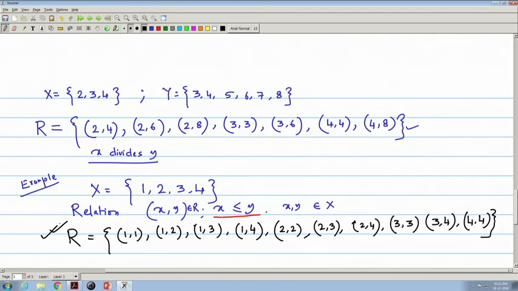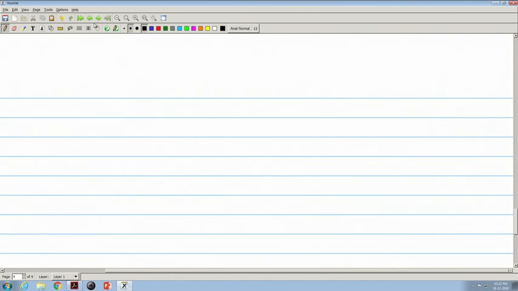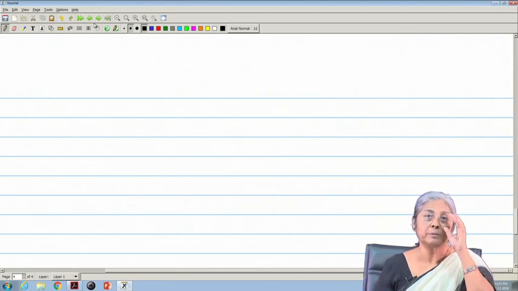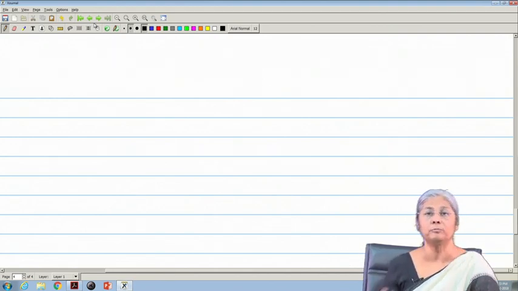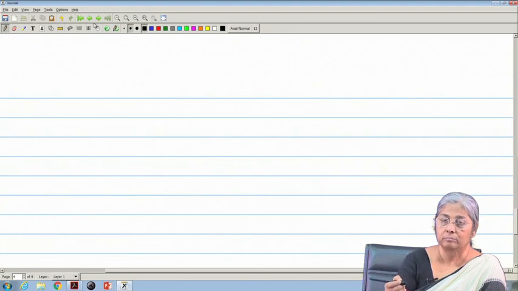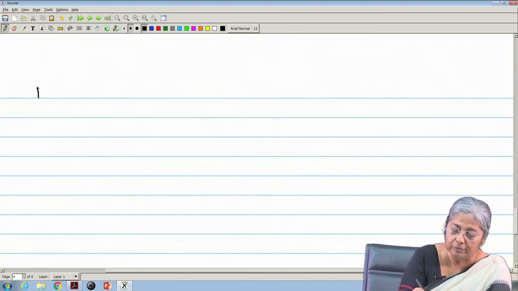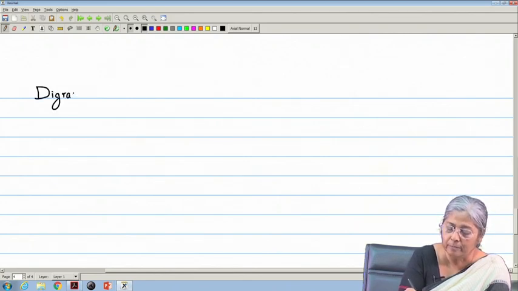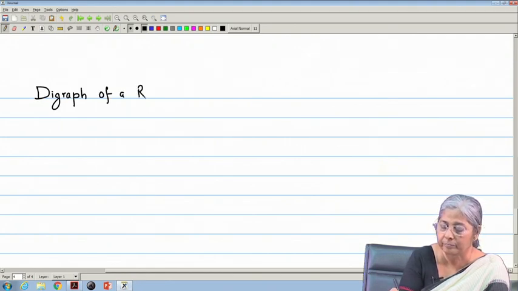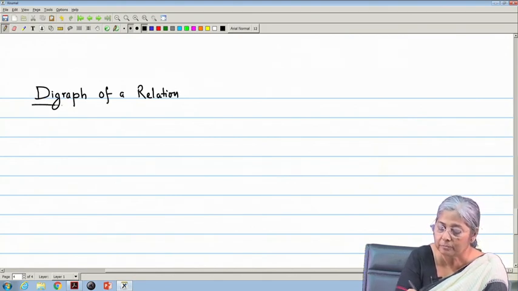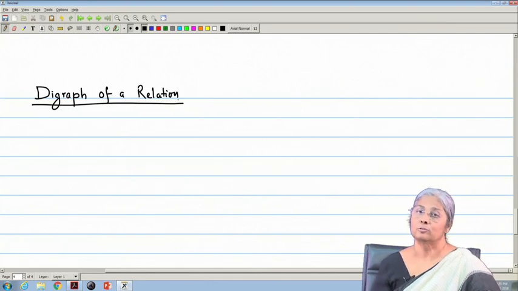Now, sometimes we denote the relation by using some figure or picture, and that is a very informative way to present a relation. It is called the digraph of a relation. Digraph is a general term, but here we are defining digraph only in the context of a relation.